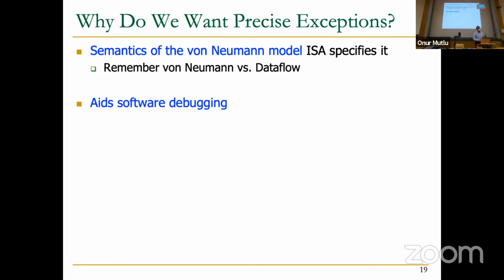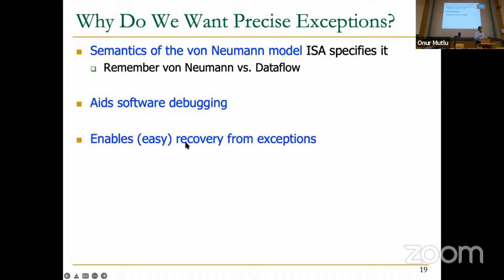Whereas precise exceptions clearly dictate what should happen and what you should expect to happen. It's all about the expectation and whether the reality matches the expectation. That's why the von Neumann model is very helpful in debugging, whereas data flow is not helpful, because data flow by nature says, okay, I'm not going to tell you what happened. There's no way you can look at a machine and tell exactly what happened easily. So it aids software debugging. It enables easy recovery from exceptions.